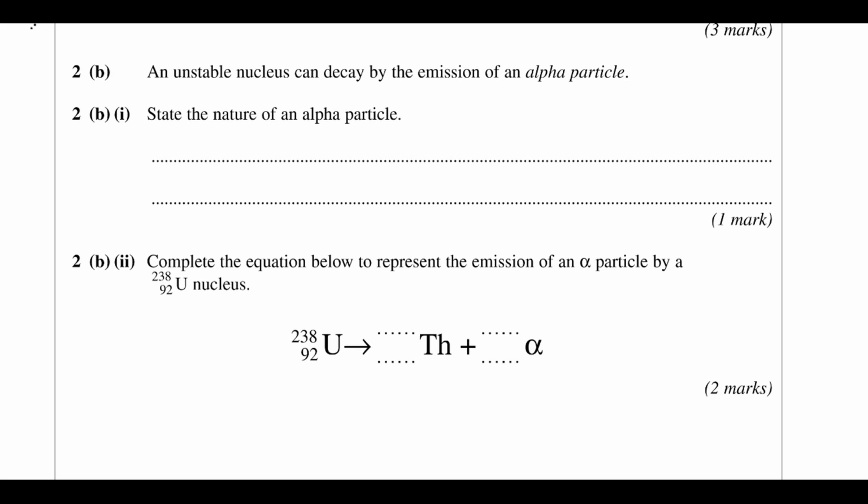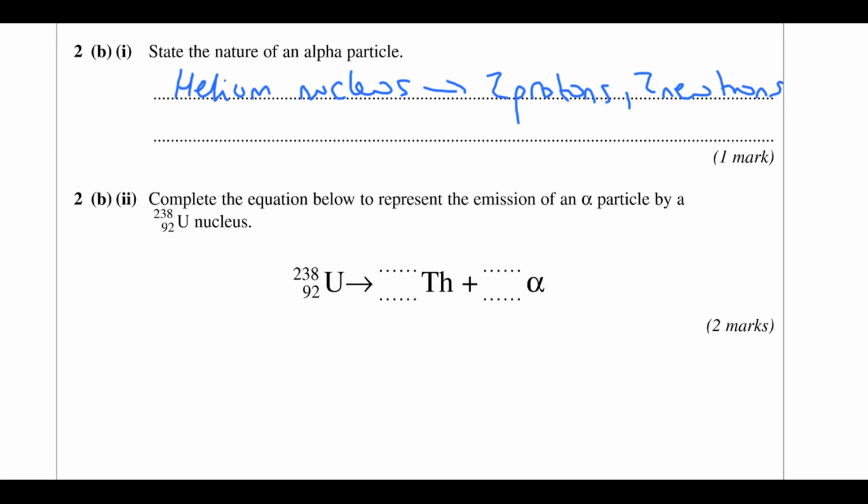So we've got an unstable nucleus that can decay by the emission of an alpha particle. State the nature of an alpha particle. So it's also known as a helium nucleus. So it's 2 protons, because helium's atomic number is 2, and it's also 2 neutrons, giving a nucleon number of 4. That's the key nature of it, and obviously it's going to have things like it's a +2 charge, that kind of thing, but that's what it's looking for.